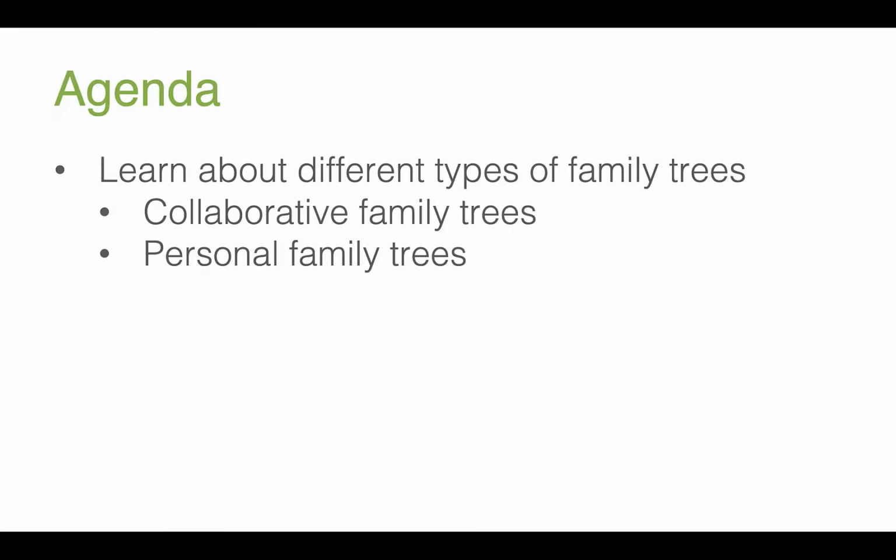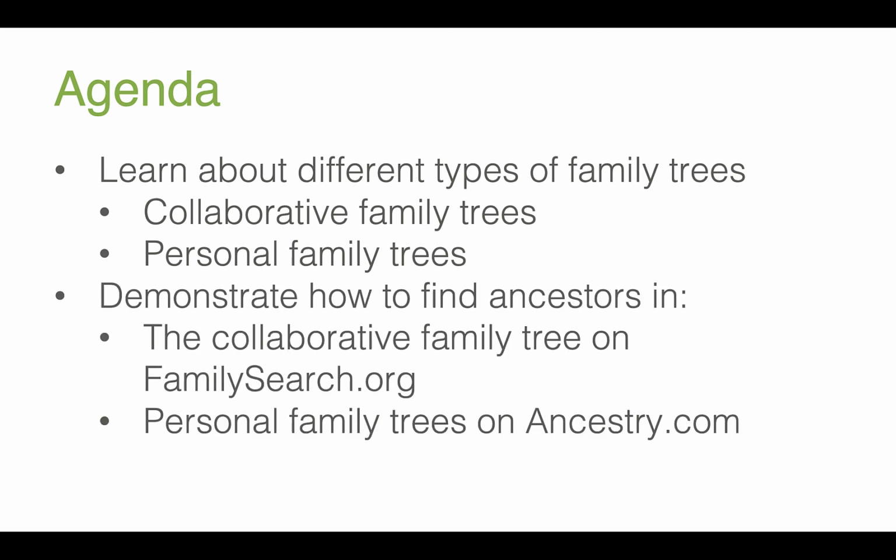So today we're going to talk about two different types of family trees, collaborative family trees and personal family trees. We'll talk a little bit about the pros and cons of each one of those types and how they work. Then we're going to do some examples where we search through two of these, one collaborative family tree and one personal family tree, to look for ancestors.